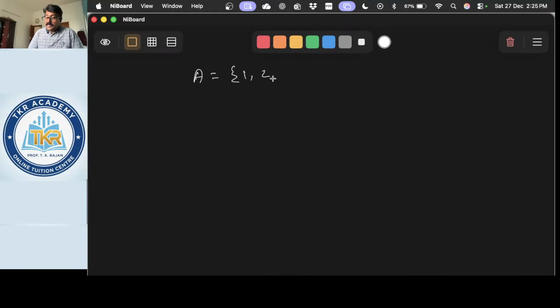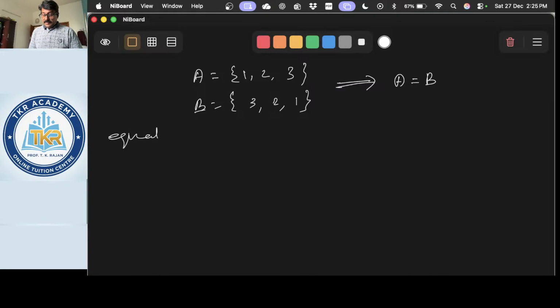Now let us take another set. A is equal to {1, 2, 3} and B is equal to {3, 2, 1}. Though the elements are written in a different order, that's the only difference between A and B. All the elements of B are in A and all the elements of A are in B. But the order is different. Order is immaterial while we are writing a set. So here it is very clear that A is equal to B. So two sets A and B are equal sets.